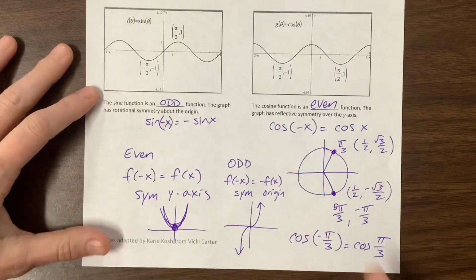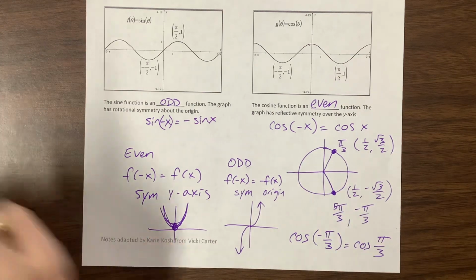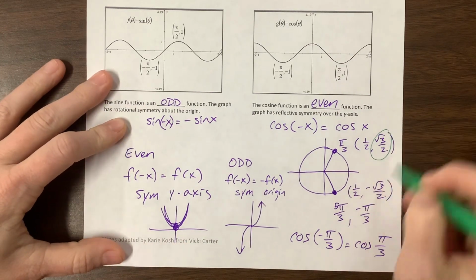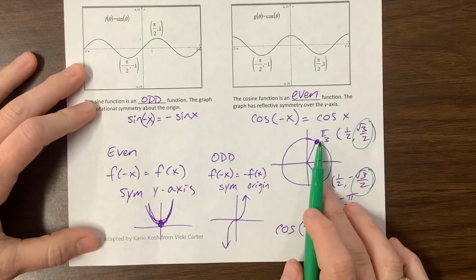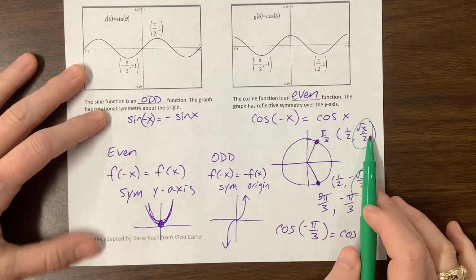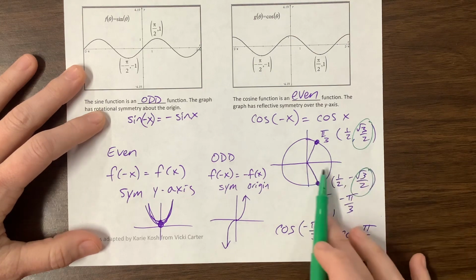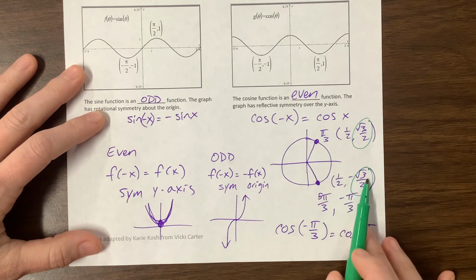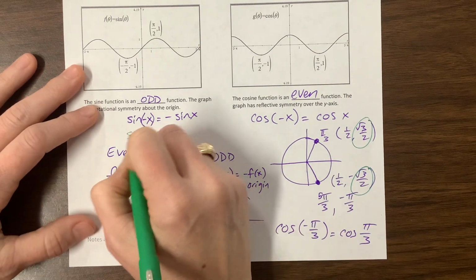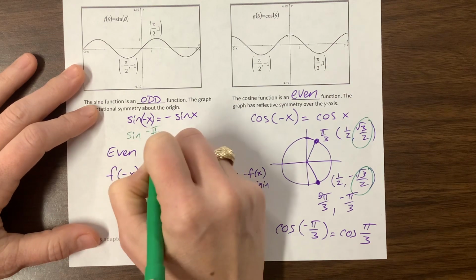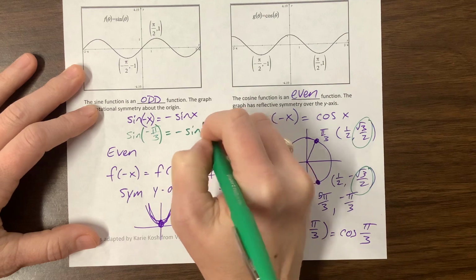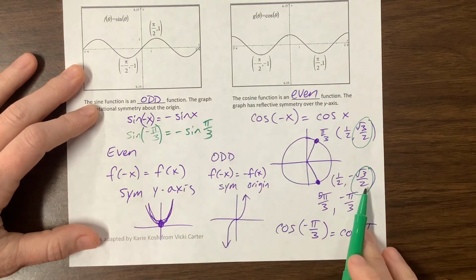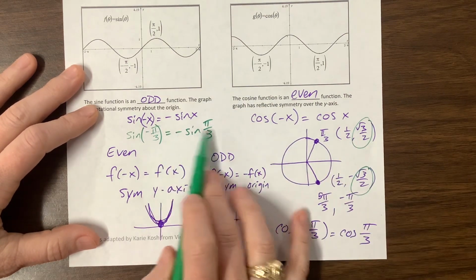Let's look back at this that we drew on the unit circle. I need a new color. The sine value here is the y value. And so notice sine of pi over 3 is a positive root 3 over 2. Sine of negative pi over 3 is a negative root 3 over 2. So you could say sine of negative pi over 3 is equal to a negative sine of pi over 3, because this was a negative root 3 over 2 equals a negative root 3 over 2. I think that's pretty snazzy.